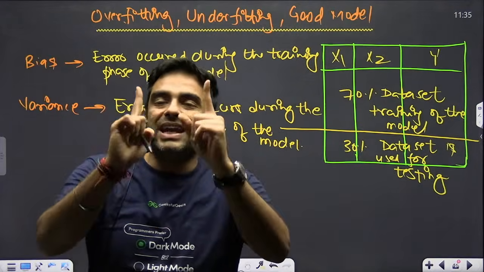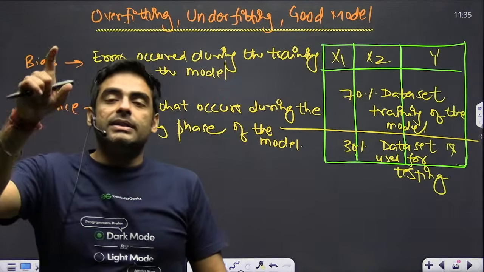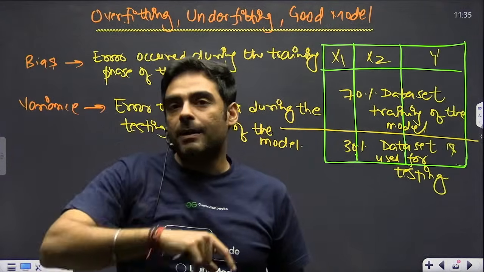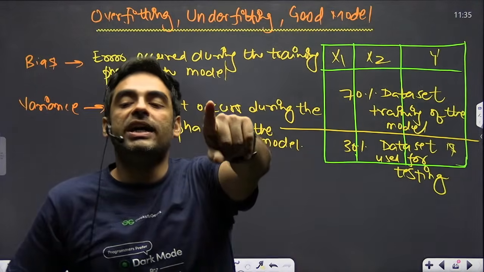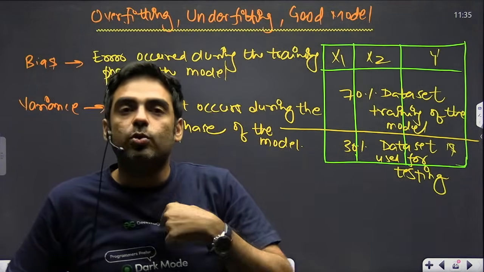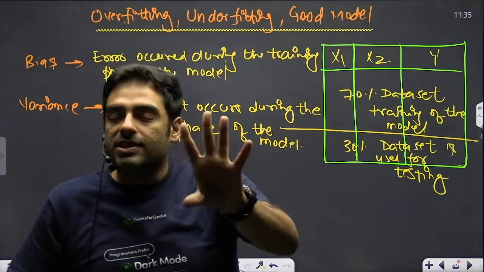Okay, for 8 months, 9 months, 1 year, I would be trained. So the error which I make while training, that is known as the bias.